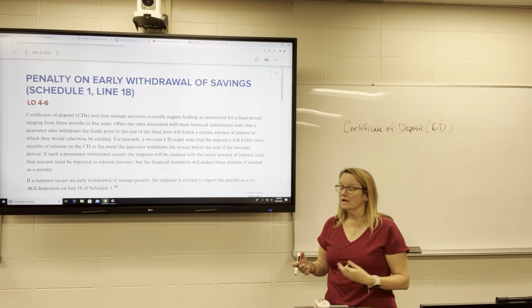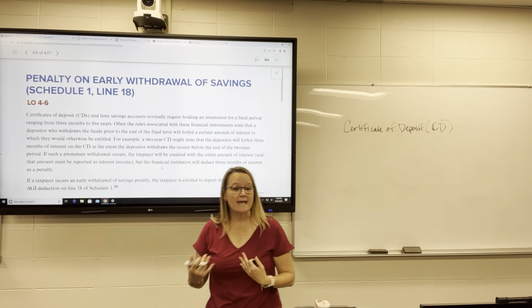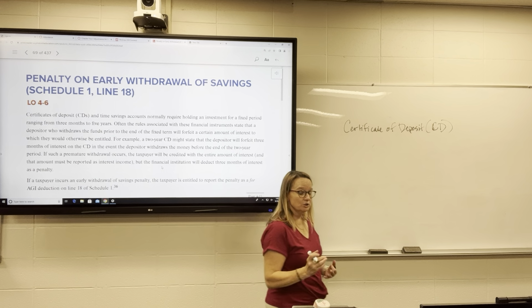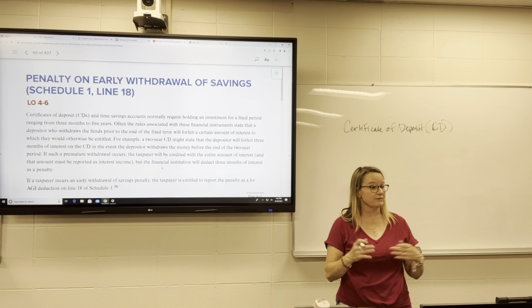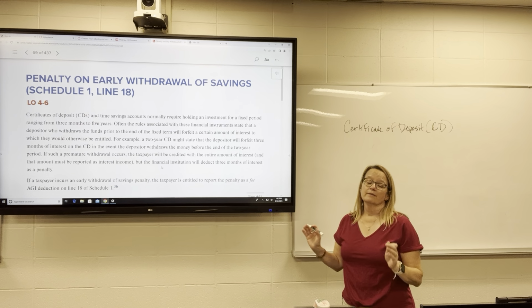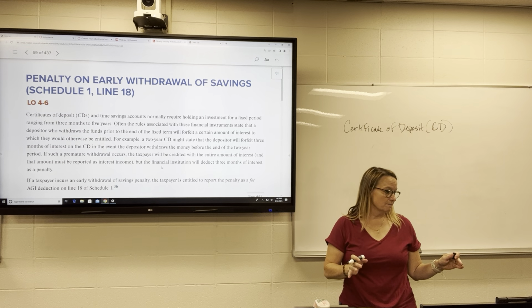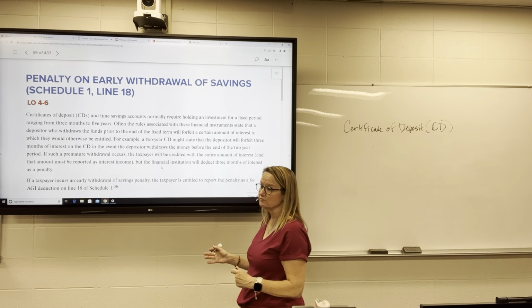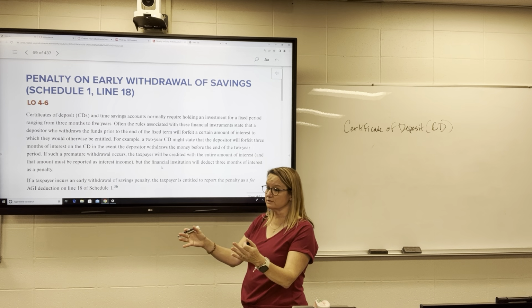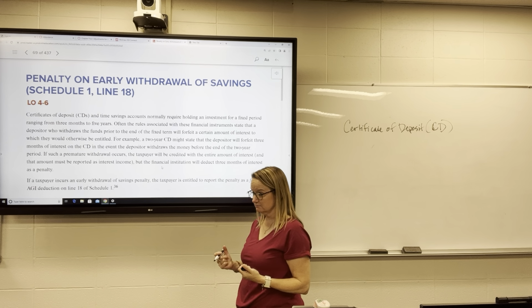Now, it doesn't mean that you cannot take the money out. You can have access to those funds, but if you do access them before the term is up, that means you will be penalized. And that penalty is usually in the form of interest that has been taken back, right?